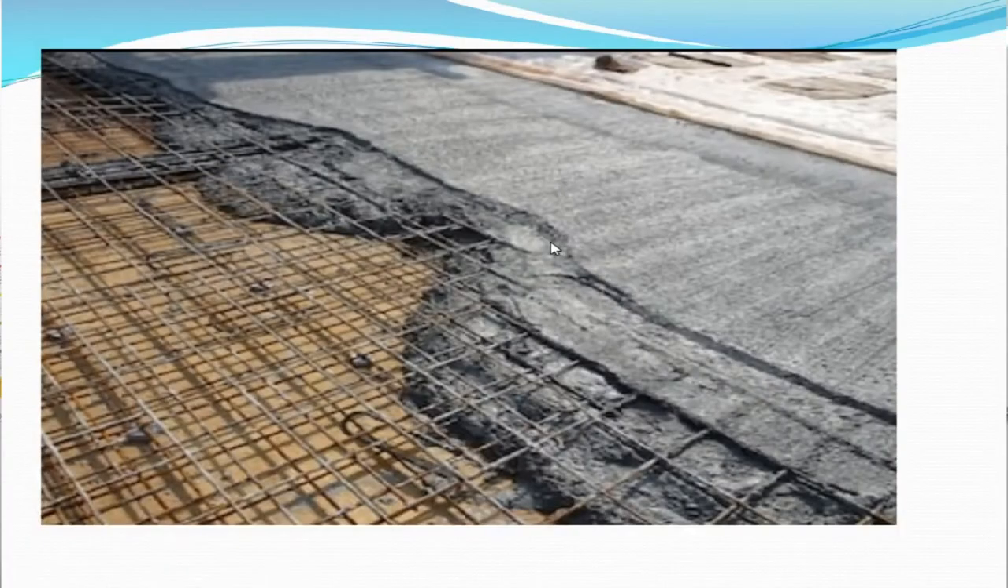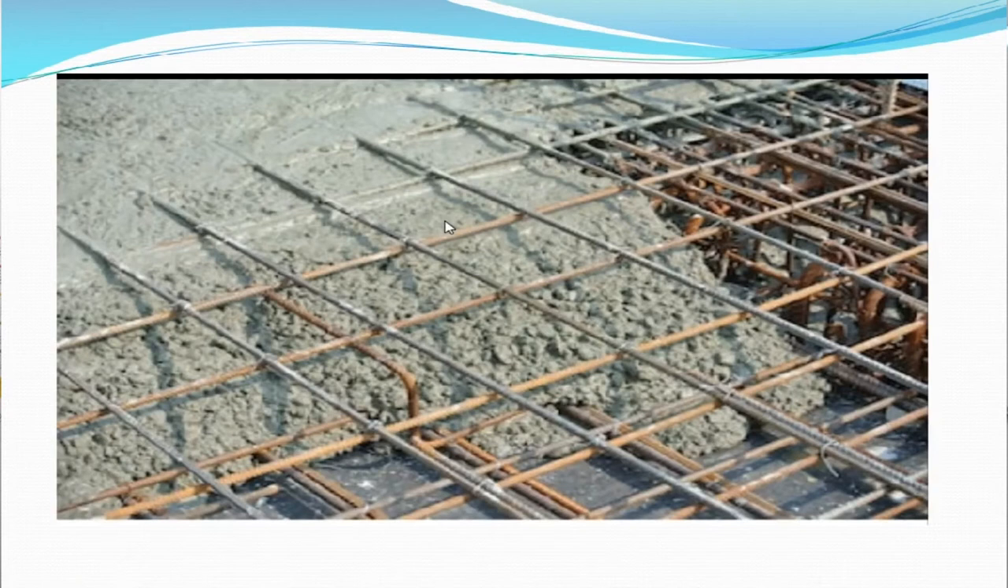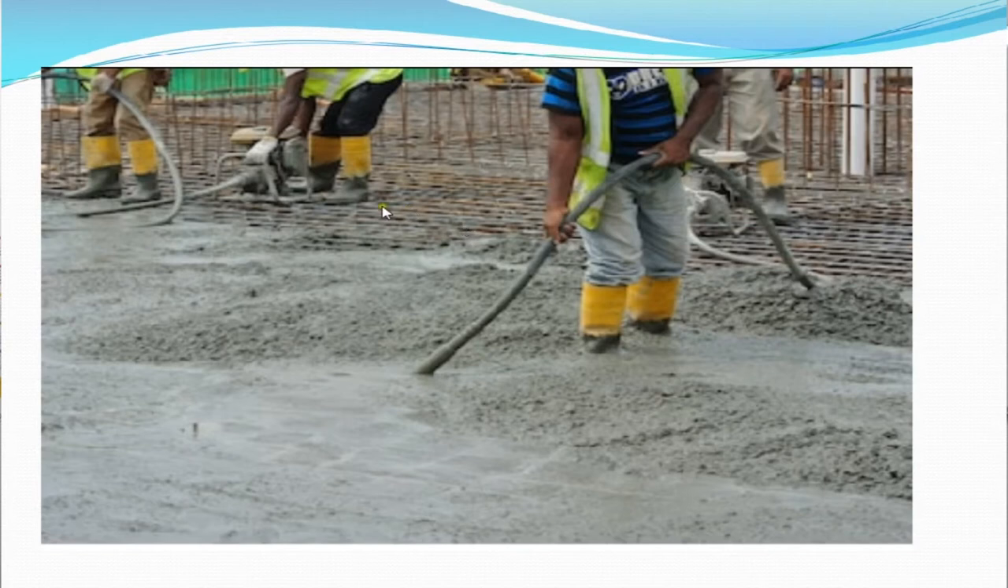The following slide shows us concrete being poured over the steelwork. You'll notice once again that the concrete is poured over the steelwork, embedding the steelwork in the concrete. The following slide also goes further and shows us concrete being poured, and you can see closely that concrete is going under the steelwork and above the steelwork. So it's forming a cage over the steel. Here we can see workers vibrating the concrete to remove the air pockets.